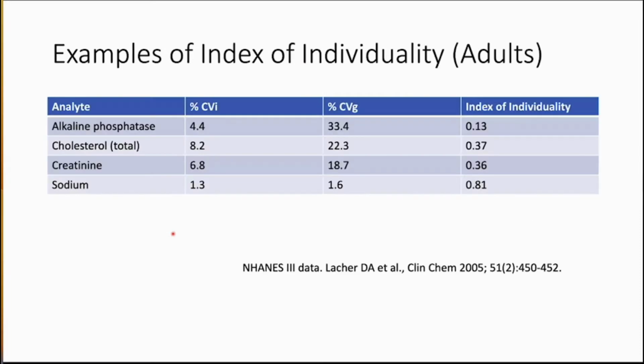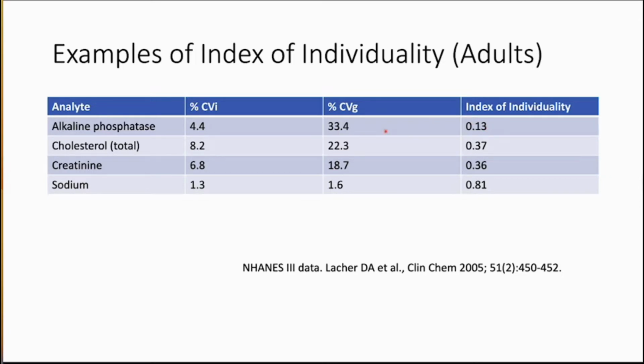And to make this a little bit more concrete, here is a slide with data from David Lacker, which was published in Clinical Chemistry a number of years ago, but just comparing the biological variation within individual for a number of analytes to that between individuals or within group. And you can see that, for example, alkaline phosphatase has a pretty low index of individuality. The biological variation within an individual is only on the order of about 4.4%, whereas between individuals it's more like 33%. So in that case, it's got a low index of individuality.